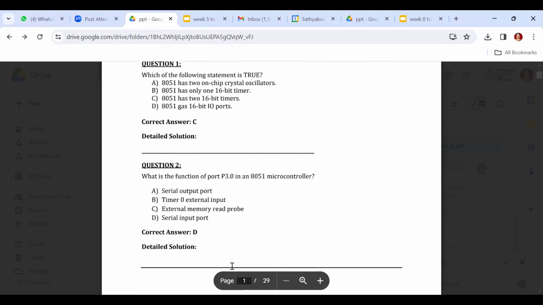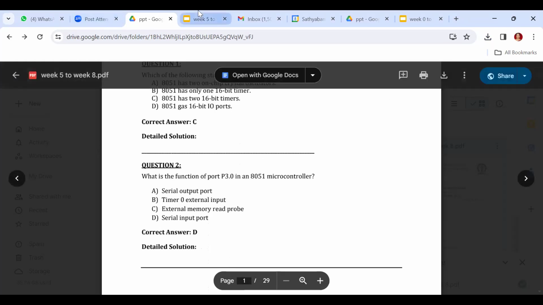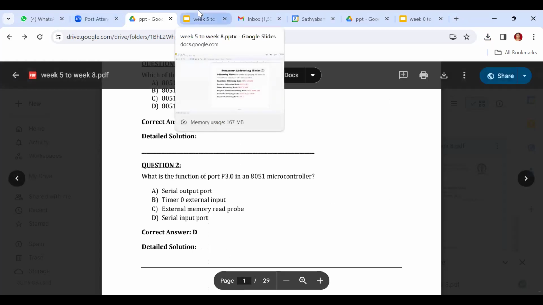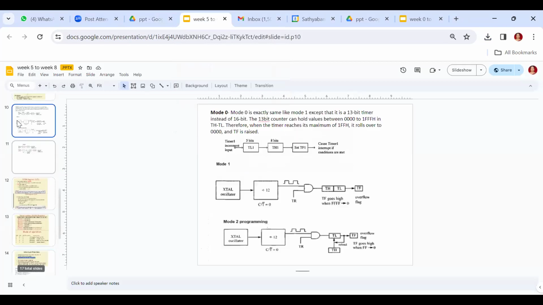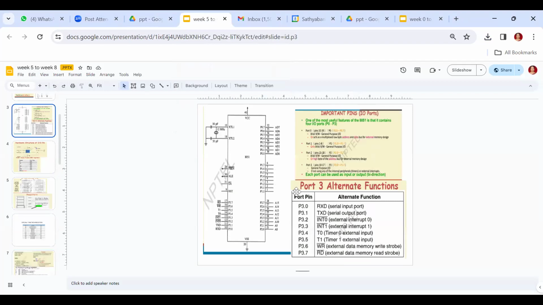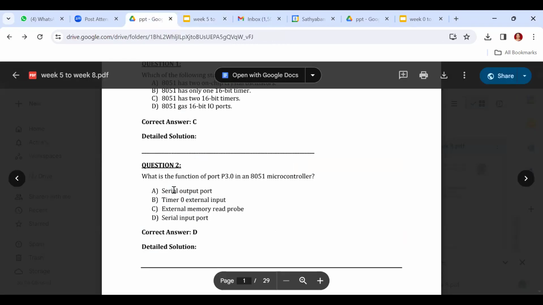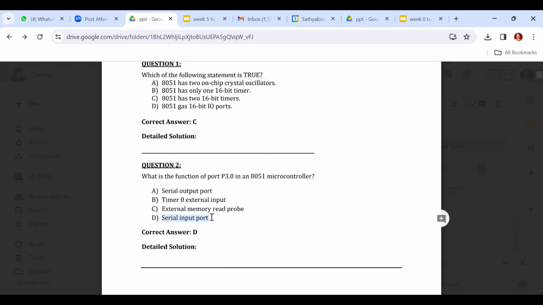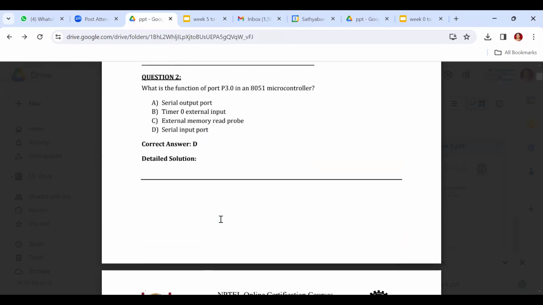What is the function of port 3.0? I think I will open that in parallel. Can you view this window? Okay, 3.0. You go to this and see in 3.0, what is it used for? Serial input port. So once again you come back. Port 3.0 is used for what? Serial input port. That's why I asked you to study that.